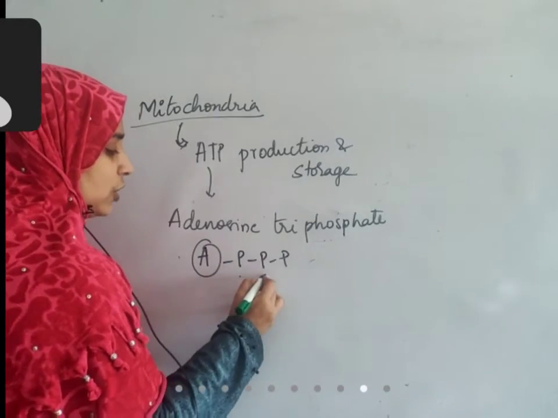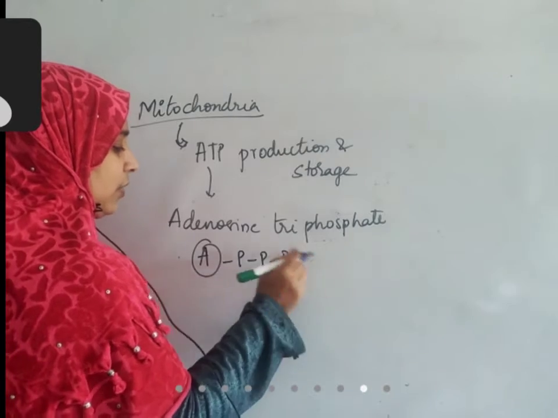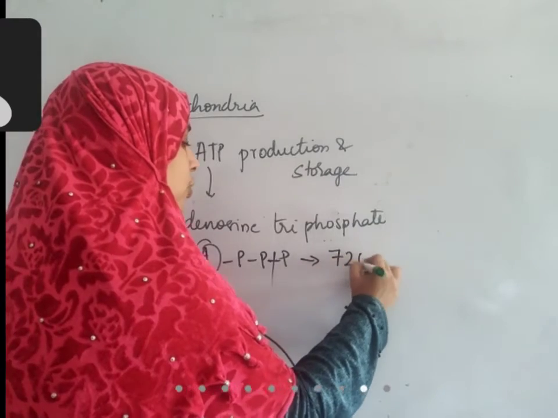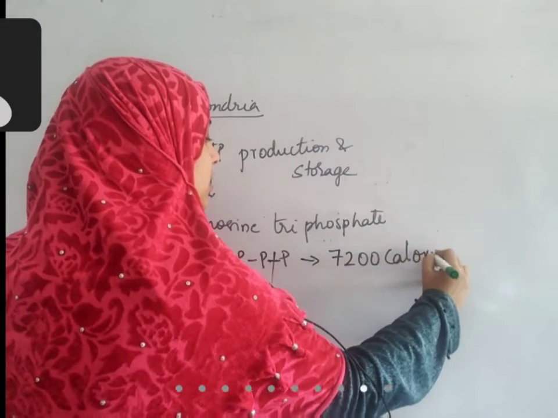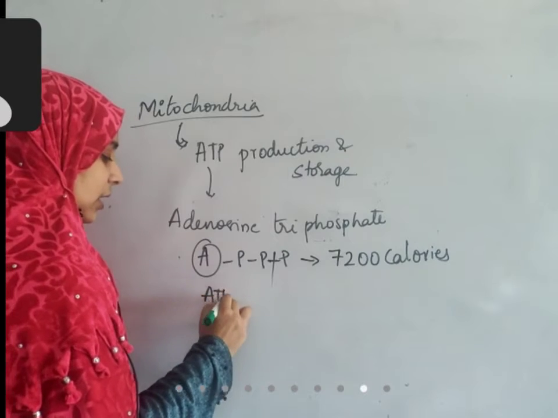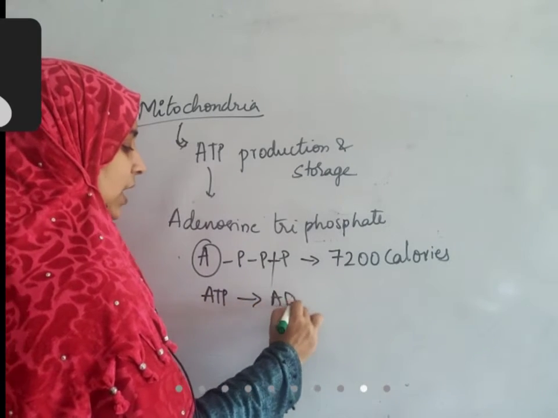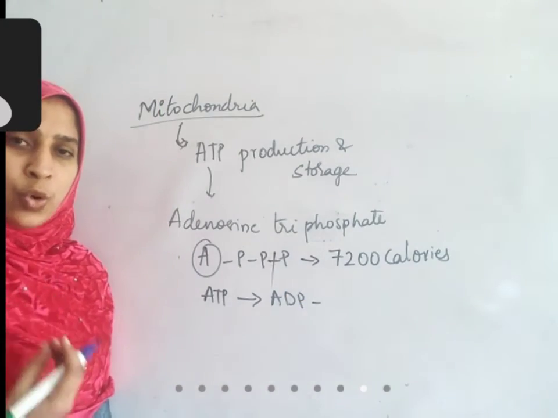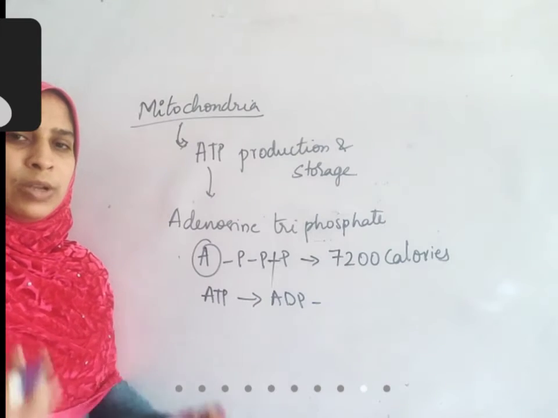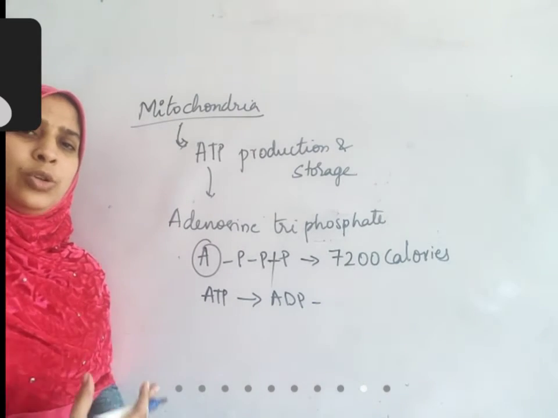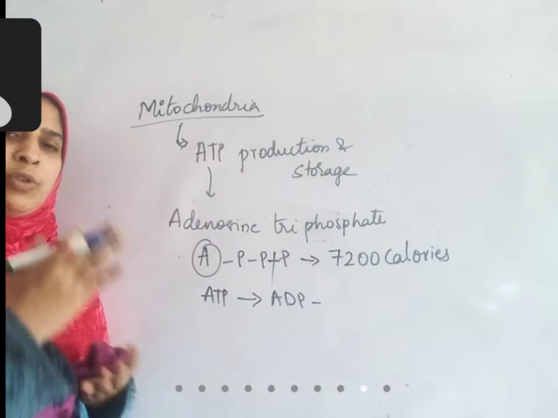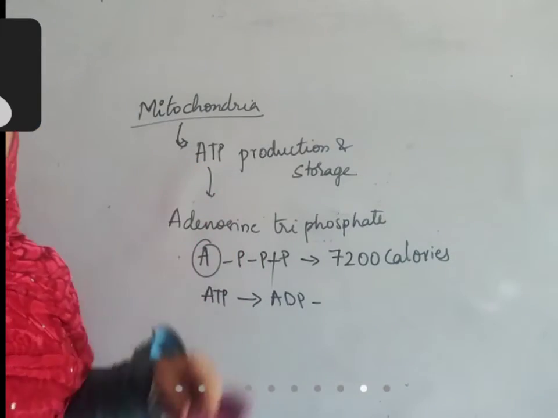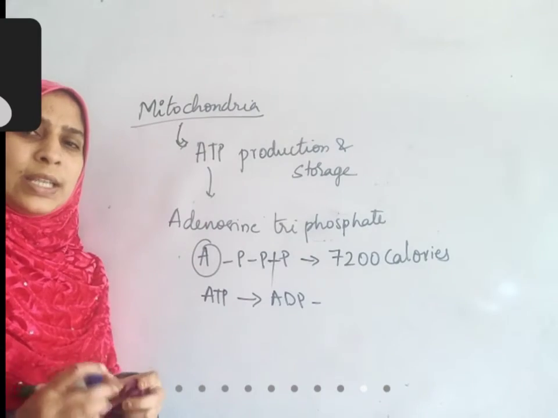When one bond between these phosphate molecules breaks, 7,200 calories of energy are released. So when ATP, with 3 phosphates, is converted into ADP, with 2 phosphates, it releases this much energy. Our body stores and uses energy in this form. Whatever food we eat goes into each and every cell, where it is broken down into small molecules. Finally, the ATP molecule is produced. So the ATP molecule is nothing but energy.